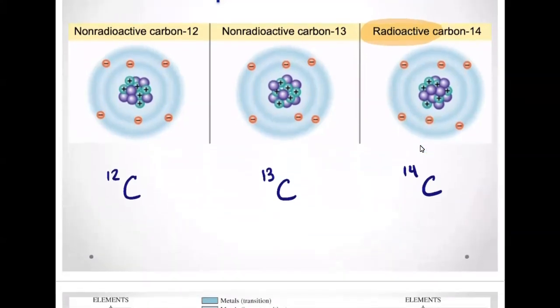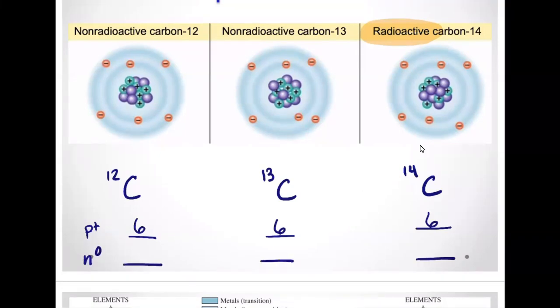All right, so let's look at these 3 as an example. And if I asked what's your number of protons for each one, you would look at the periodic table and you would see that the atomic number is 6, and so they should each have 6 protons. It's the neutrons that are different for these 3 isotopes.